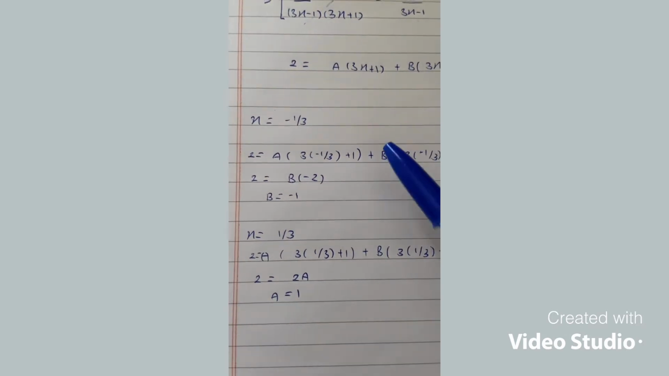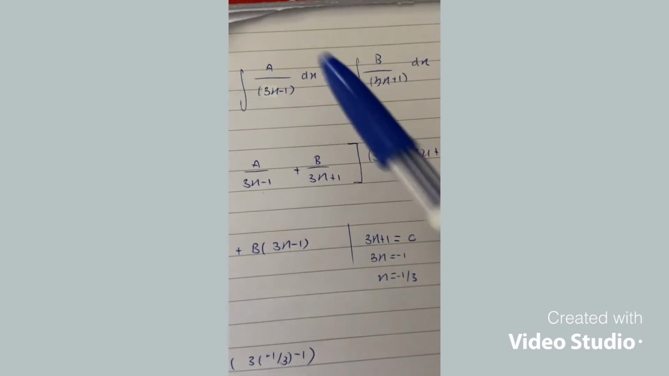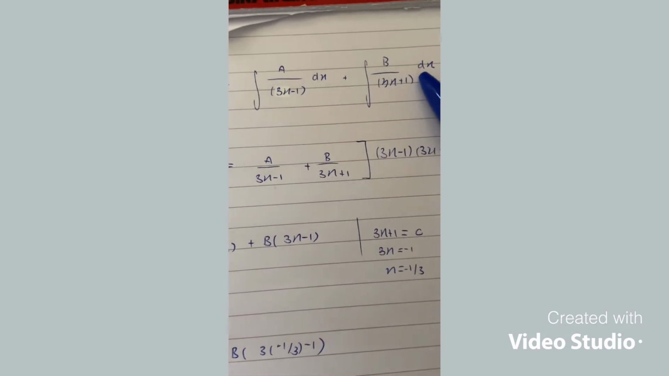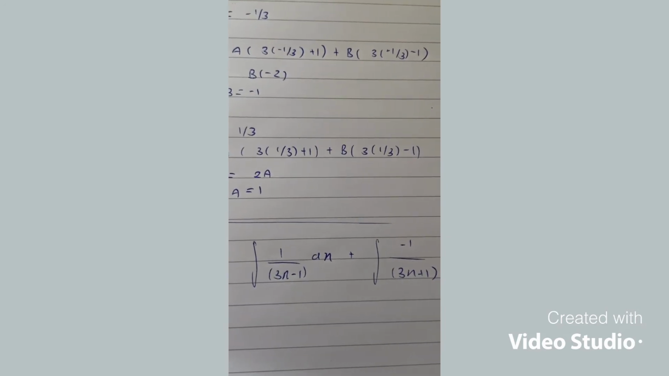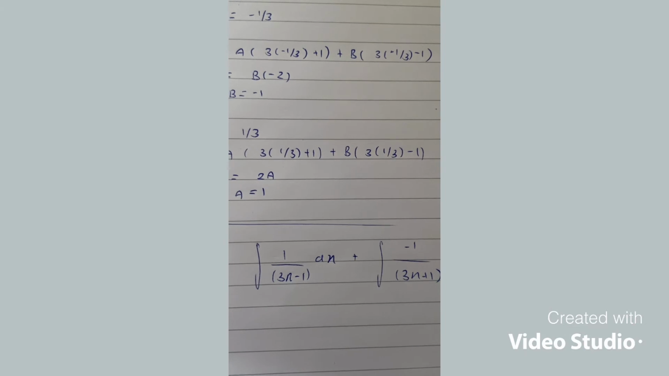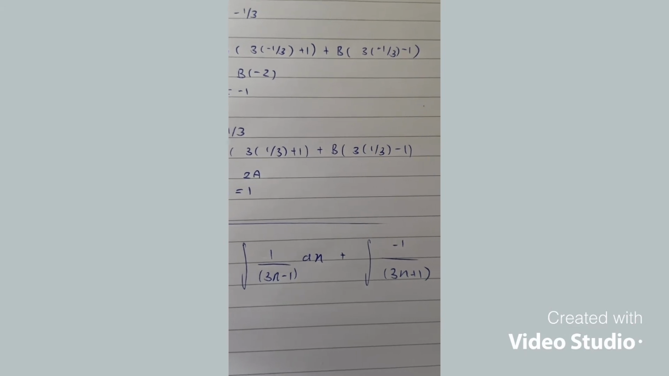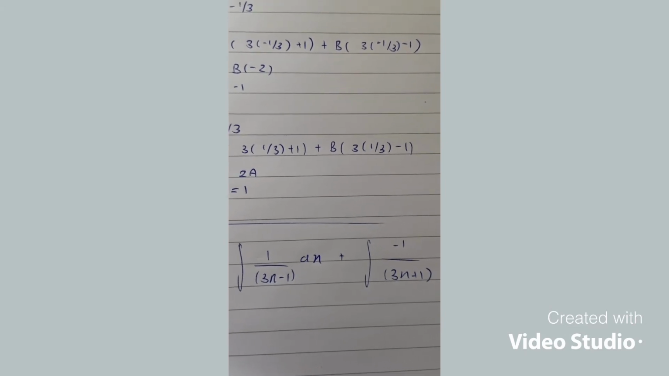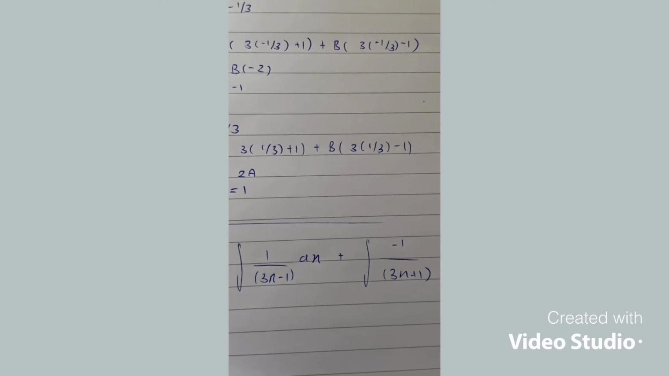So now you have your b, and now you have your a, and you're going to plug it in here. So now that you plug in your 1 and your negative 1, you get this. And now from here onwards, you're going to have to integrate as usual.